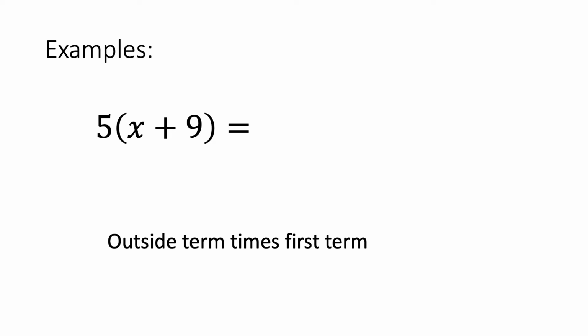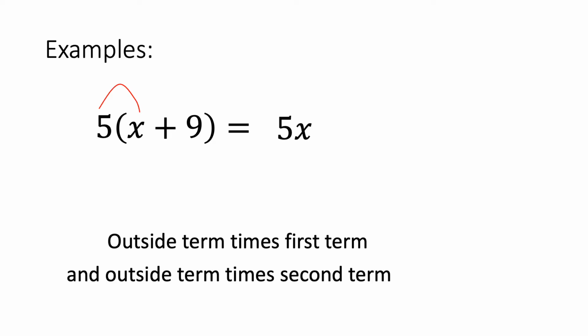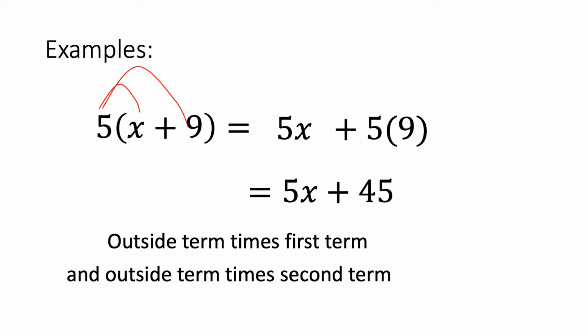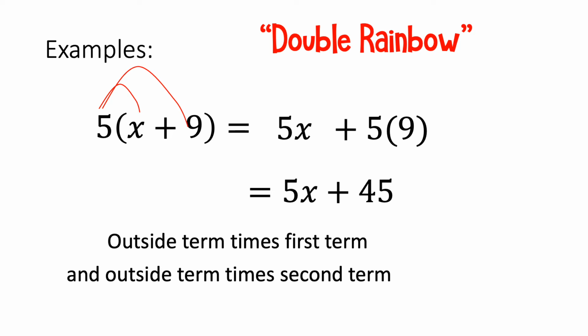We do outside term times first term, which is 5x, and outside term times second term, 5 times 9. So we have 5x plus 45. Make sure that you do a double rainbow. Make sure you're multiplying the outside term times both terms inside the parentheses.